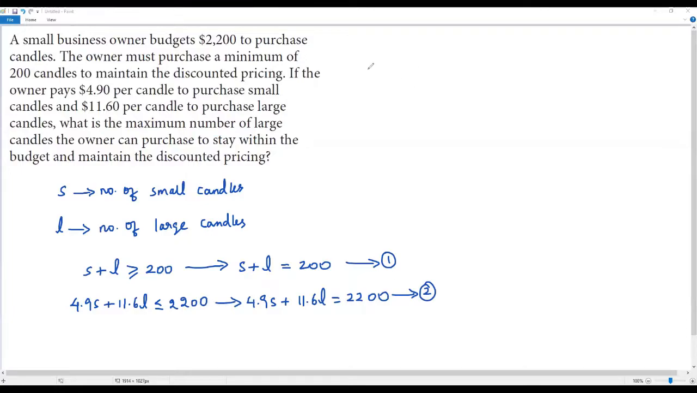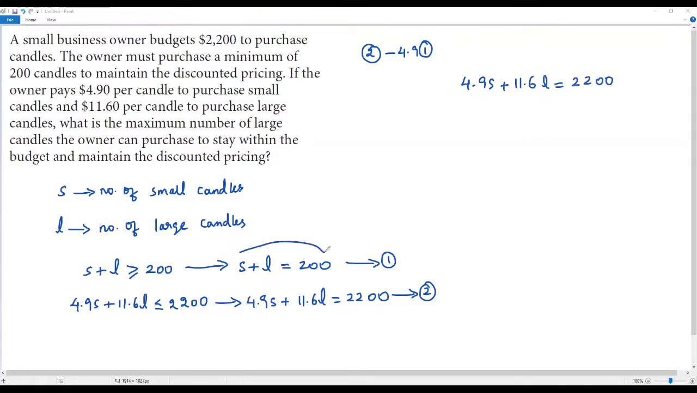To solve these equations, I take the second equation as it is, and multiply the first equation by negative 4.9. Why? Because we already have 4.9S in the second equation. When I multiply the first equation by negative 4.9, it becomes negative 4.9S, and I'll be able to eliminate the variable S and solve for L, which refers to the number of large candles. Let me write the second equation as it is: 4.9S + 11.6L = 2,200.